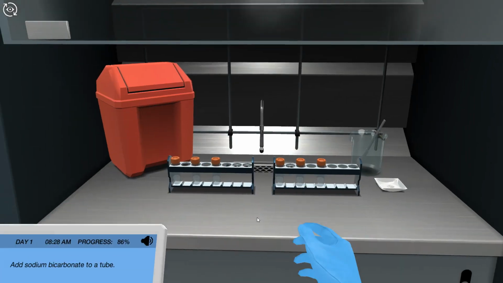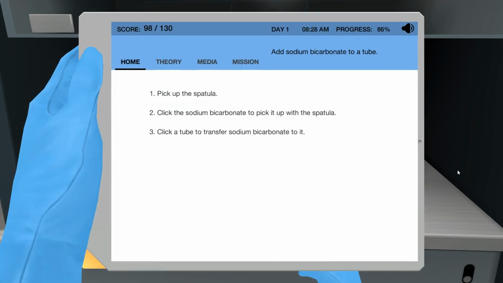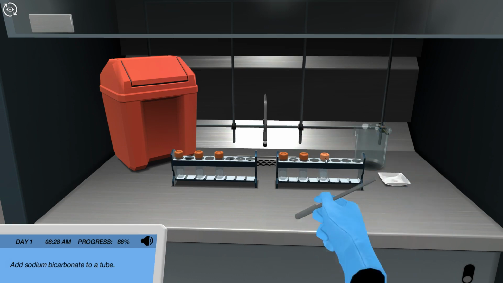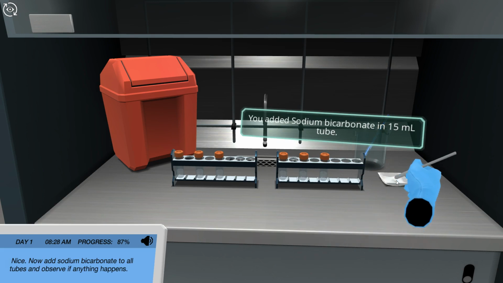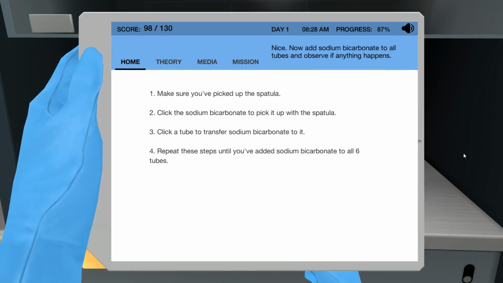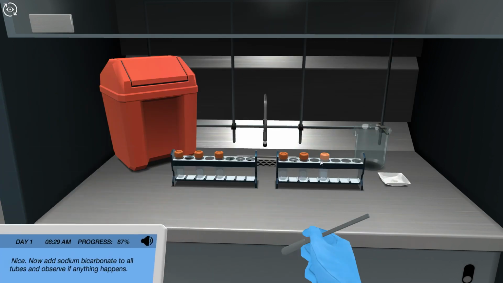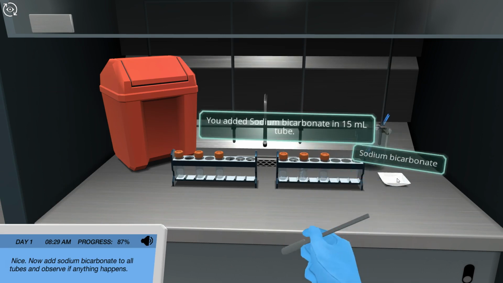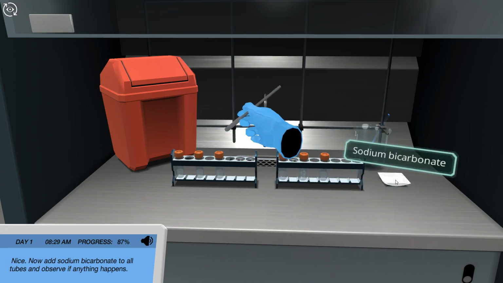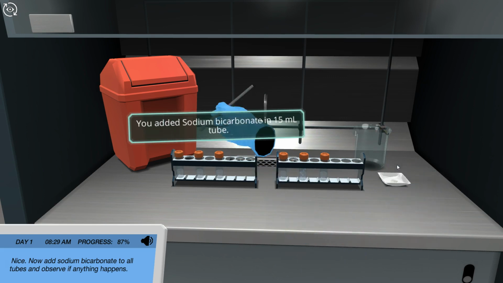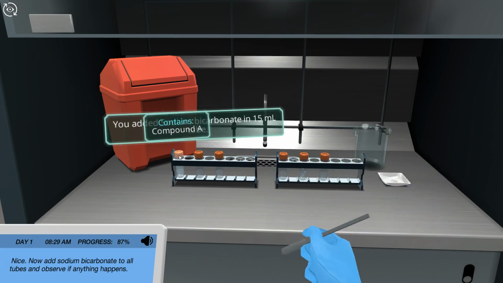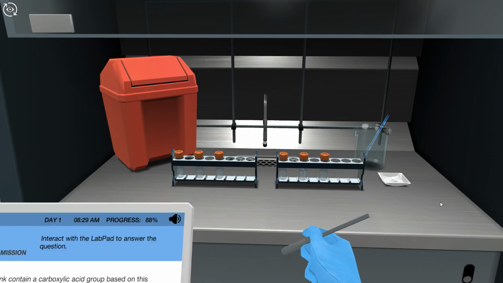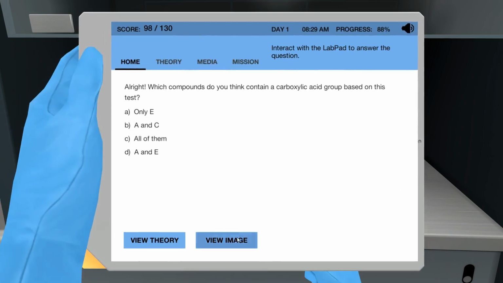Add sodium bicarbonate to a tube. Nice. Now add sodium bicarbonate to all tubes and observe if anything happens. Alright. Which compounds do you think contain a carboxylic acid group based on this test? Interact with the lab pad to answer the question.